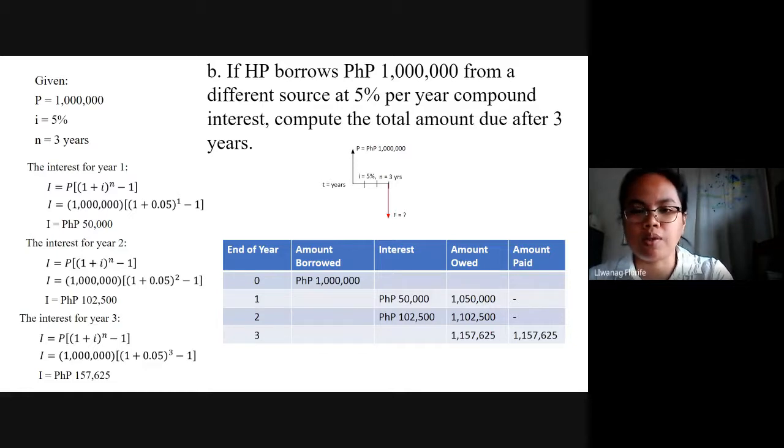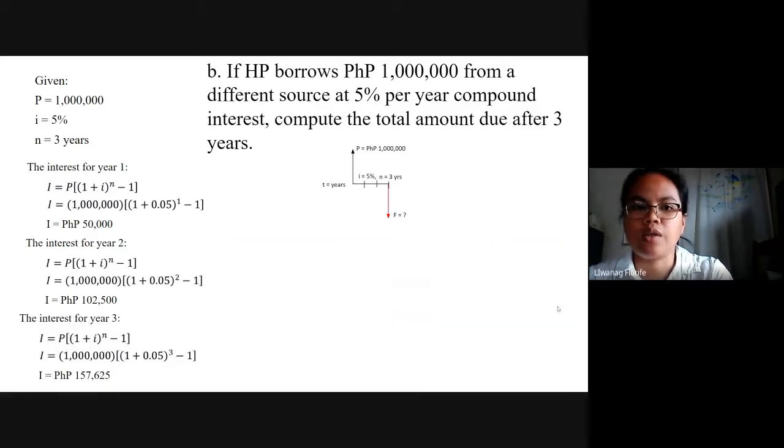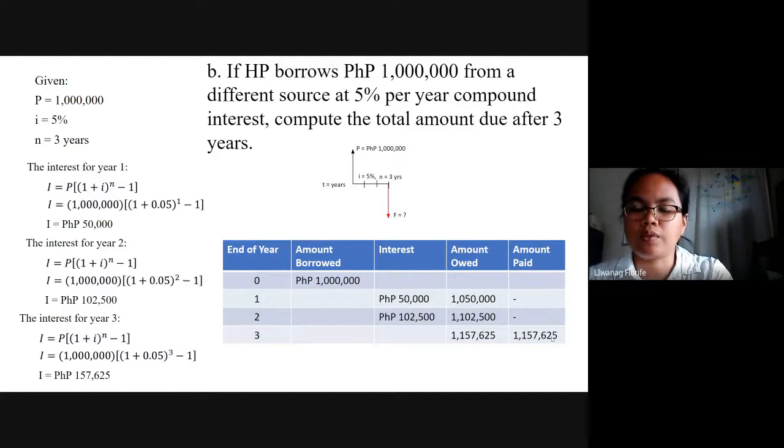So if we compare simple and compound interest, for the compound interest, we have the total amount at the end of year 3 of 1,157,625, while on simple interest, the total amount due at the end of year 3 is 1,150,000 pesos. So there's a difference of 7,625 pesos between simple and compound interest.